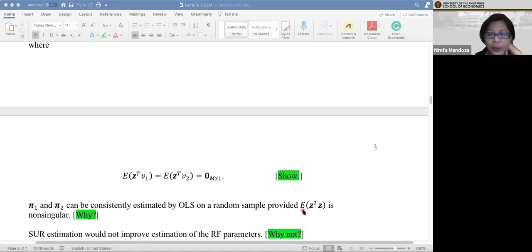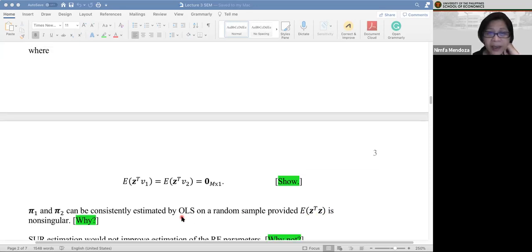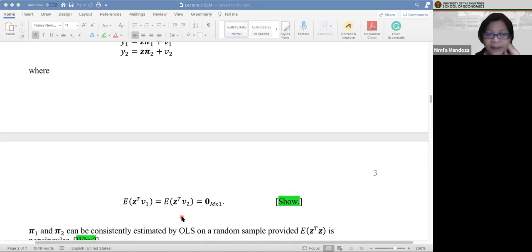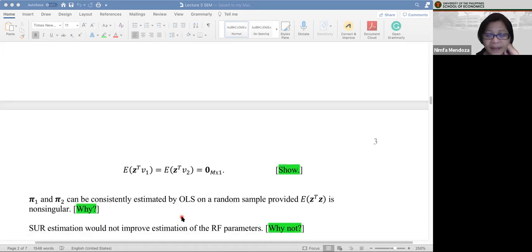And why do you require the expected value of Z transpose Z to be non-singular? Okay. Note that this is the population moment.